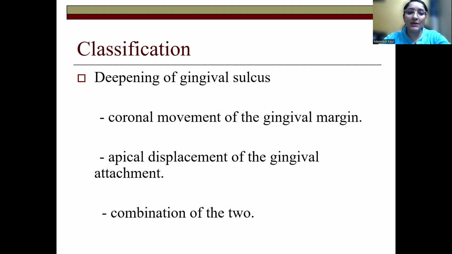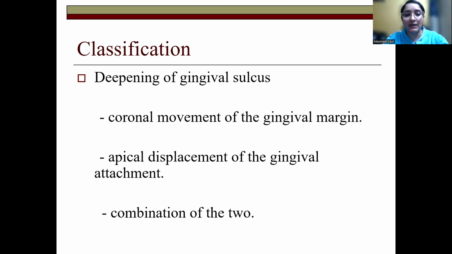Now classification. Deepening of the gingival sulcus is possible in two ways. Whenever you probe, there are two ways you can get a deep gingival sulcus. How? Whenever there is a coronal movement of the gingival margin, imagine the case of gingival enlargement. In gingival enlargement, the gingiva moves coronally. In that case, this is known as the pseudo pocket or gingival pocket, because the junctional epithelium or the dentogingival unit is intact.